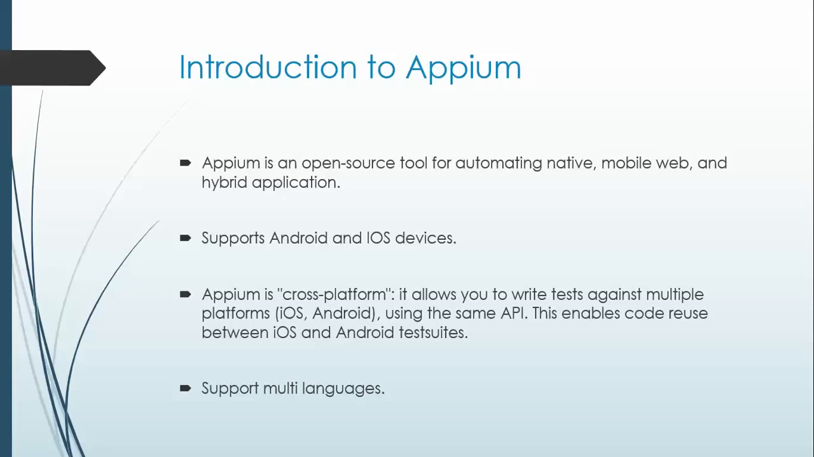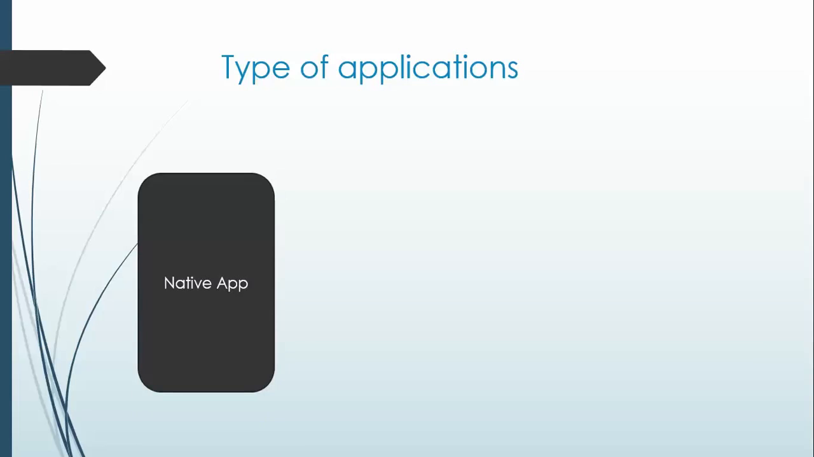As we discussed in point one, it will be able to automate native, mobile web and hybrid applications. Since everyone is using mobile now, you will be able to relate to these slides very easily. One is the native app. A native app is an app which runs on a device. Take the example of WhatsApp. It only works on your device, but it doesn't run on the browser, right? You cannot use WhatsApp on your browser.